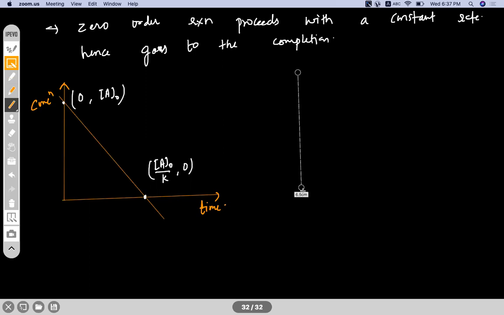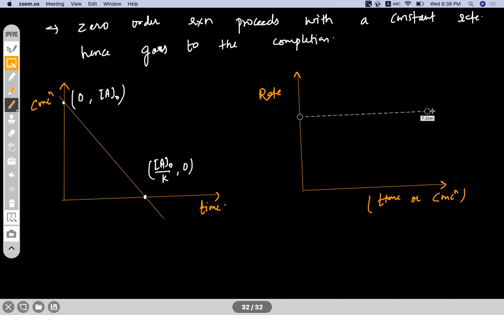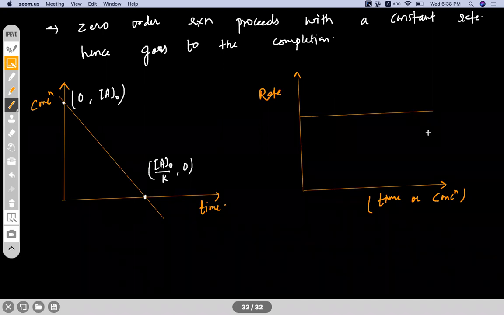This graph you see is the graph of rate, that is dx/dt, and this is time, or we can take concentration. Like I said, rate is constant because it is independent of concentration. So as time proceeds, the rate is not changing, and this will be a constant straight line like this.